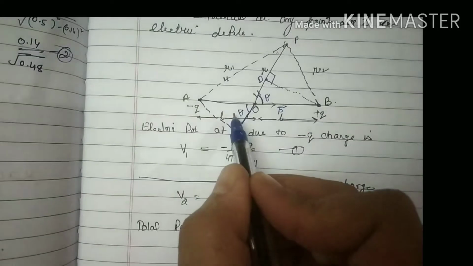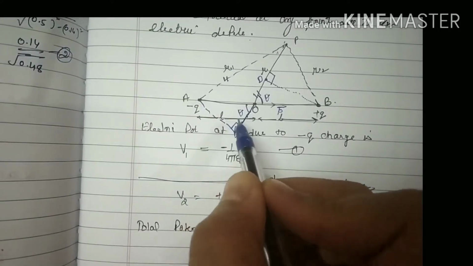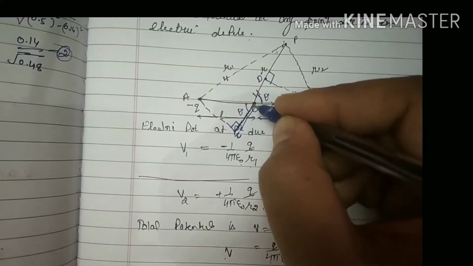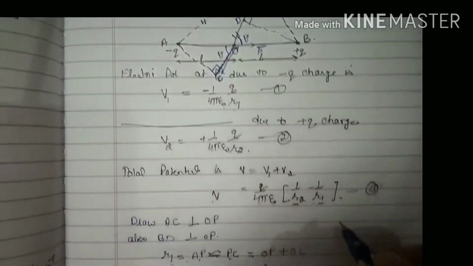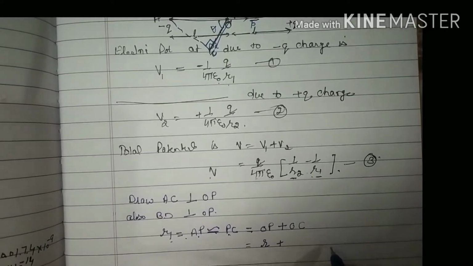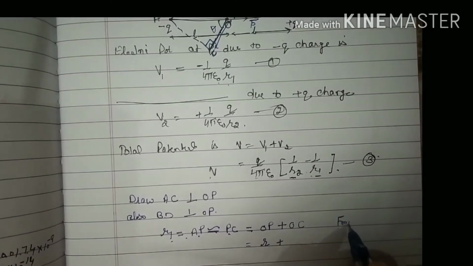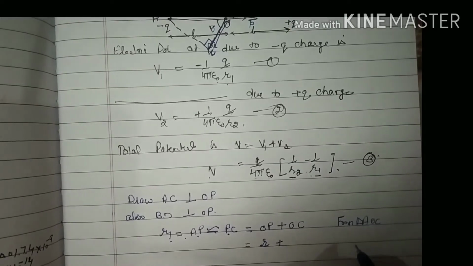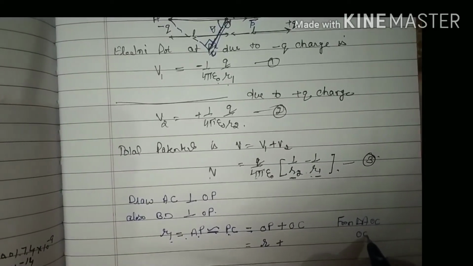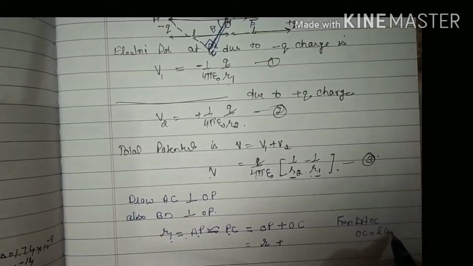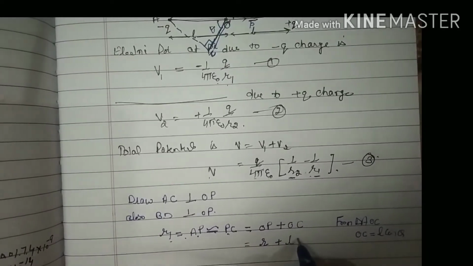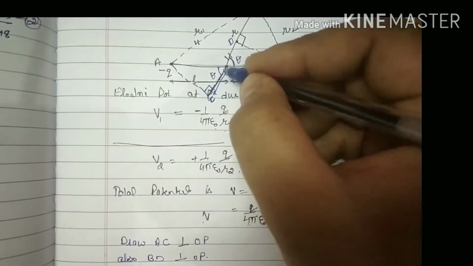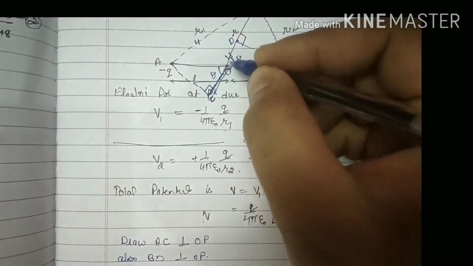And in this triangle, when we apply cos theta, then this distance OC, from triangle AOC, becomes equal to L cos theta. Here we write L cos theta. This OC is equal to L cos theta.